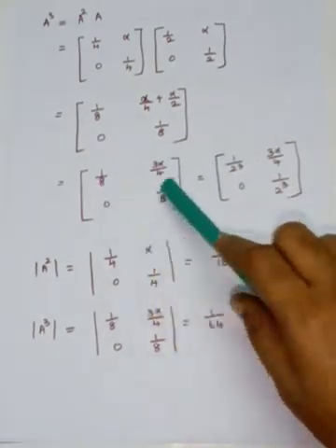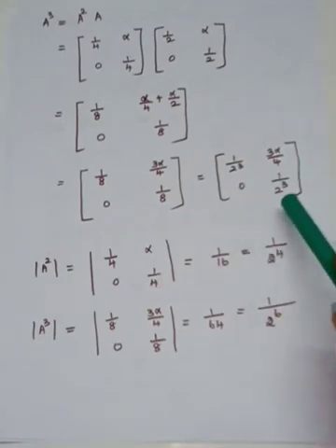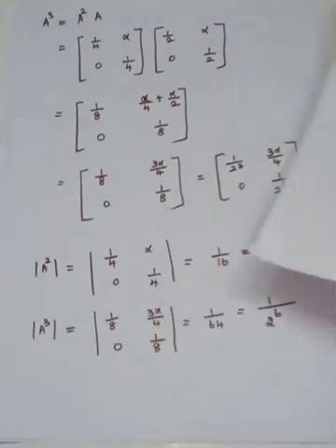This 1 by 8 can be written as 2 cube. Here 3 alpha by 4, 0, 1 by 2 cube. So in this way you have to go for a power 4, a power 5 next. So using this, next I am going to write the determinant value.